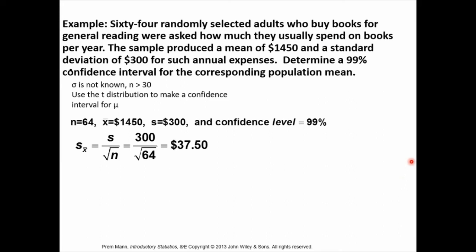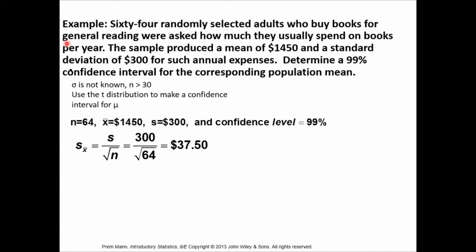Here we have a large sample, 64 randomly selected adults. And that sample produced an average of 1450 and the standard deviation of 300. We can go ahead and do the estimation here, despite the fact that we don't know the variability of the population, and we also are not willing to assume that the variable is normally distributed, only because the sample is large.